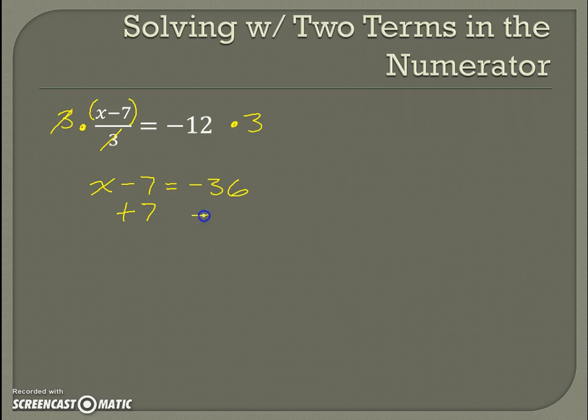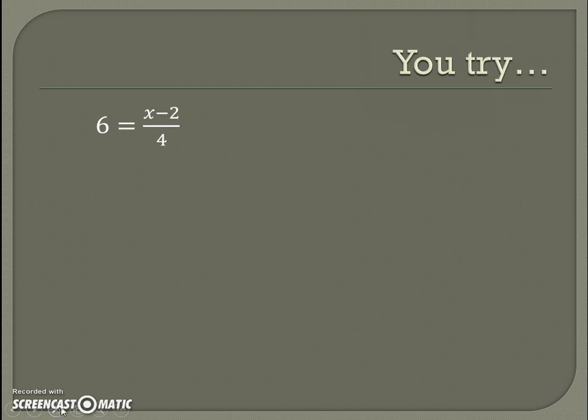Let's go back and finish this problem. Add 7 to both sides, and you get negative 29. All right, so hopefully you have that. You should check this, but for the sake of time, I'm not going to do that. Let's continue on. All right, there's one for you to try. Go ahead and take a moment and try to do that one on your own. And hopefully when you're done, you find that x equals 26.